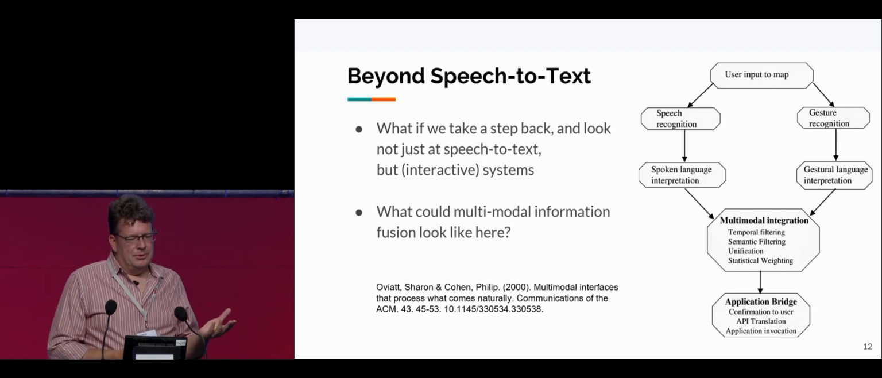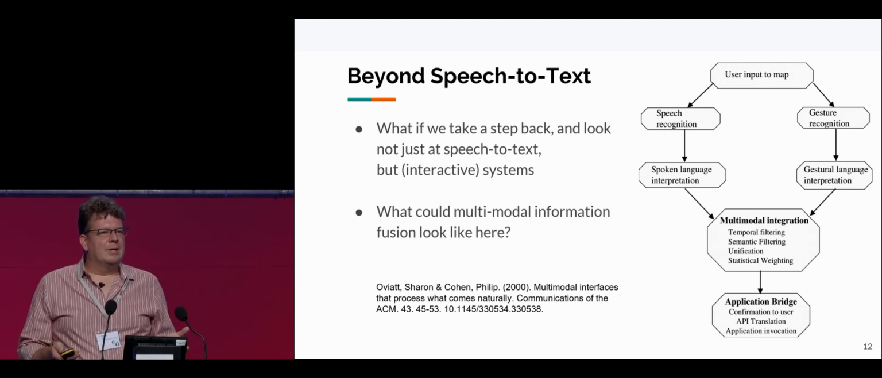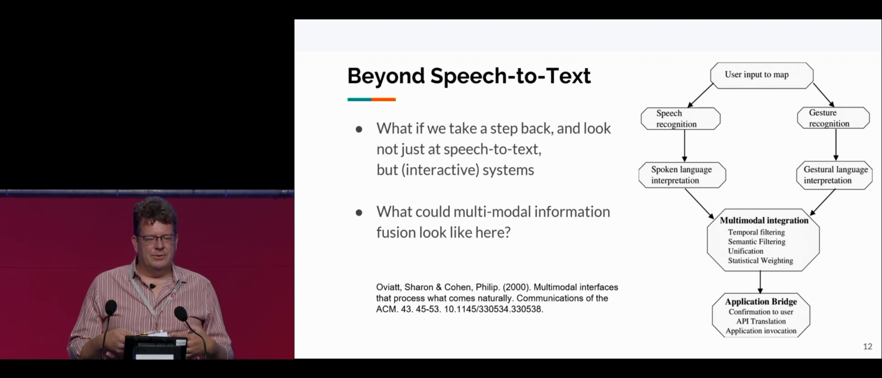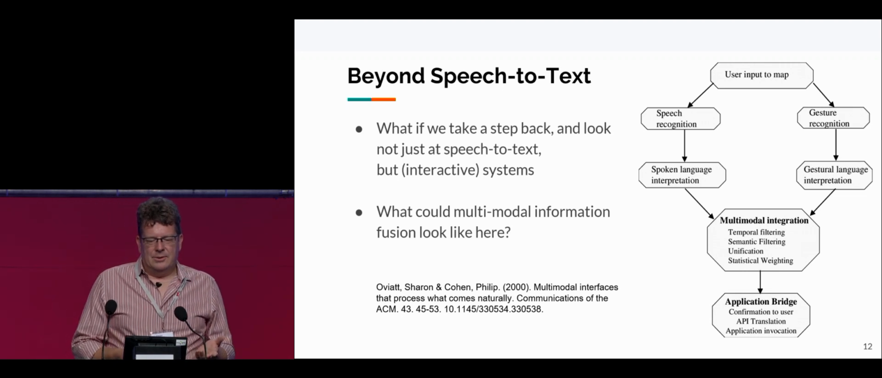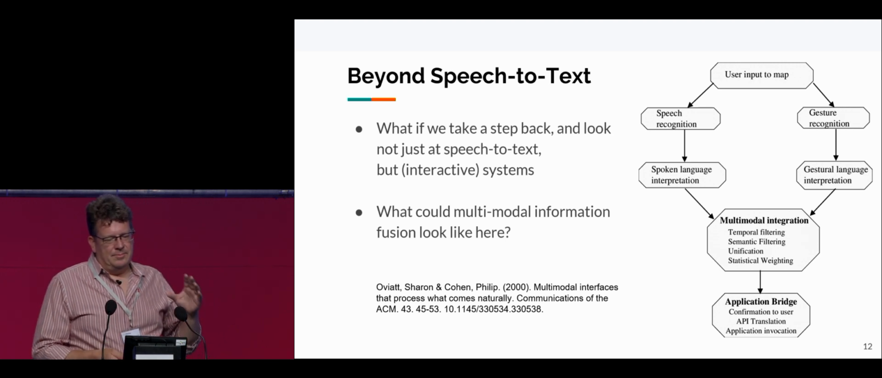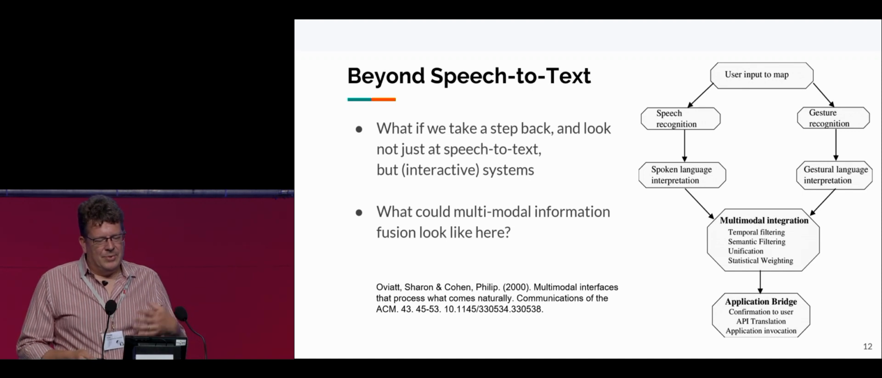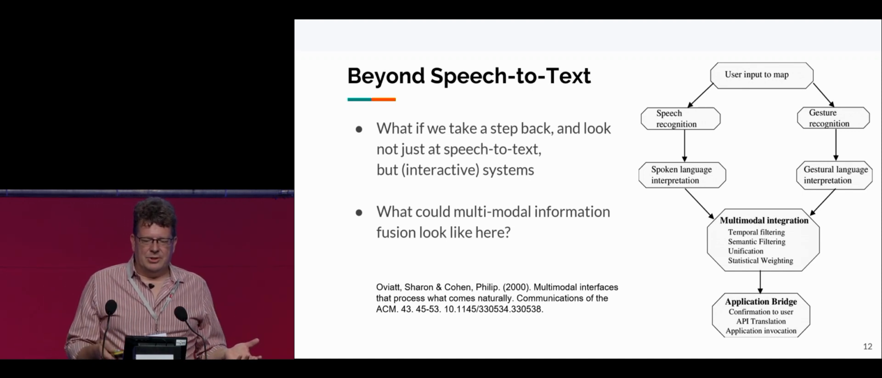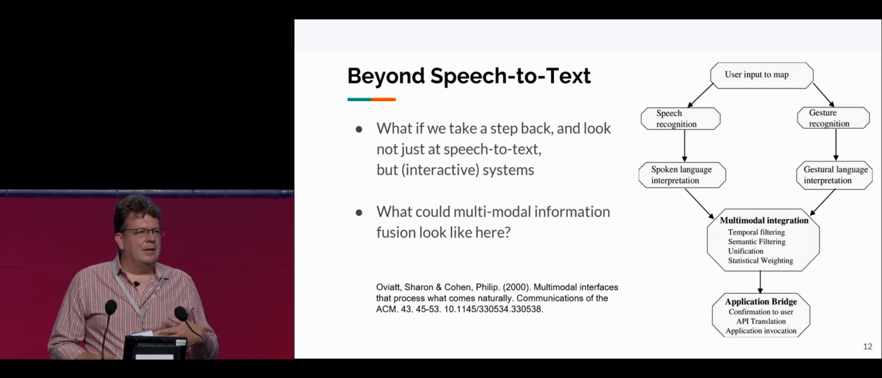So this being said, we should really look beyond speech to text and ask, if we have multimodal information, what else can we do? Can we not just improve speech to text systems, but also improve interactive systems? What could multimodal information fusion look like here? That's the famous multimodal interaction paradigm, where we have a user, and the user produces speech, we perform speech recognition, but the user may also do something else. He might point to a map, and so we perform gesture recognition, and then spoken language interpretation and gesture language interpretation, and we multimodally fuse both of these information streams, do some filtering, and pass this information onto an application.